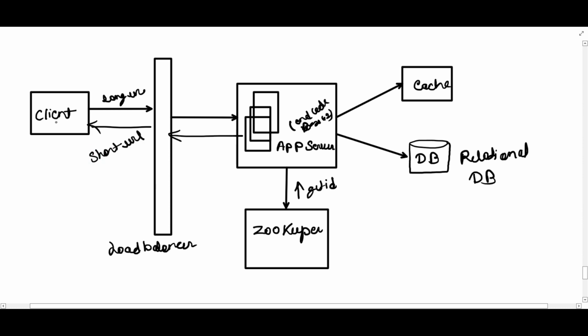And again, if the client sends the same URL, then the app server will check if it is there in the cache, then it will return the short URL. Otherwise, it will query the DB and return the short URL from there. So this is the high level design for the URL shortener service.